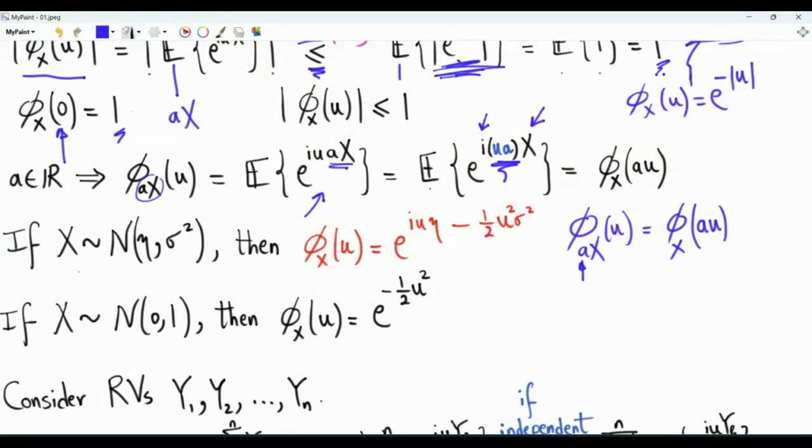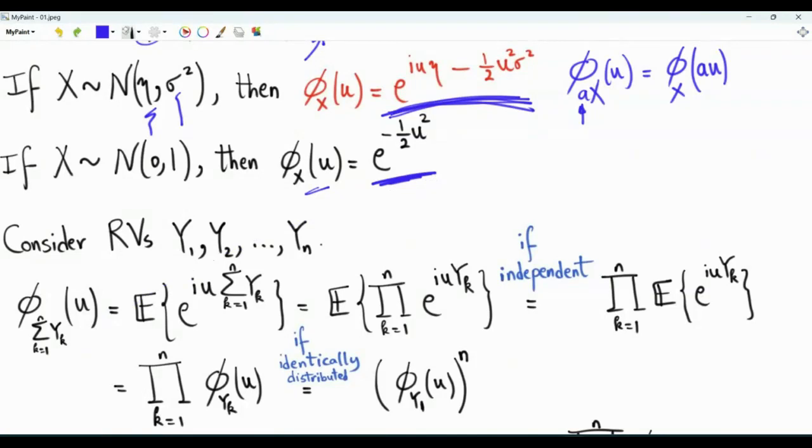A Gaussian or normal random variable with mean eta and variance sigma squared has this characteristic function, e to the iu eta minus 1/2 u squared sigma squared. For a standard Gaussian, eta is equal to 0, and sigma squared, the variance, is equal to 1. And so we have the characteristic function e to the minus 1/2 times u squared. Note that the characteristic function is unique, which means that if we have a random variable with this specific characteristic function, then it is a standard Gaussian. If we have a random variable with this characteristic function, then it is the Gaussian random variable with mean eta and variance sigma squared.